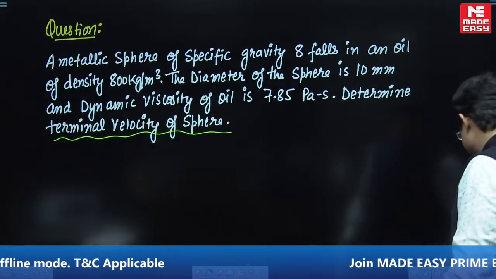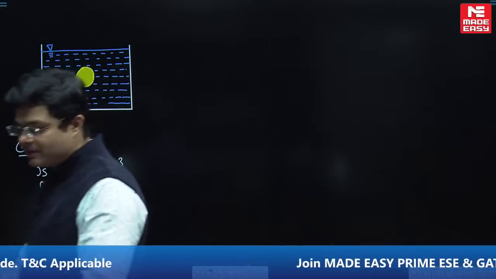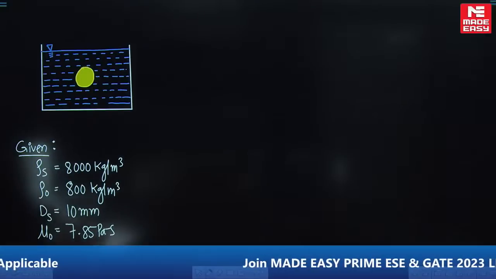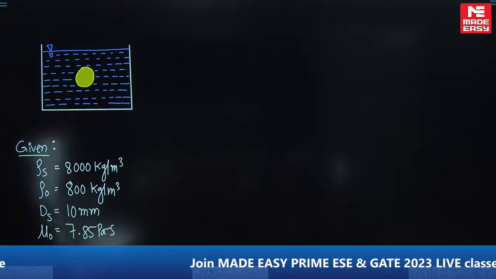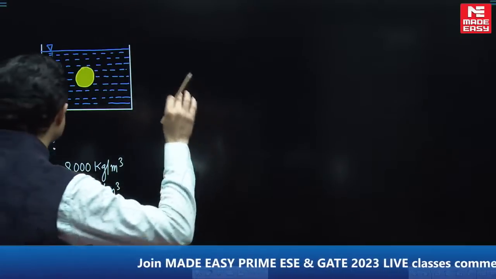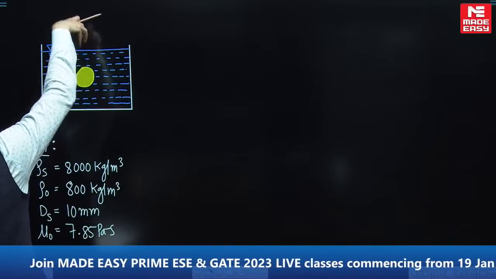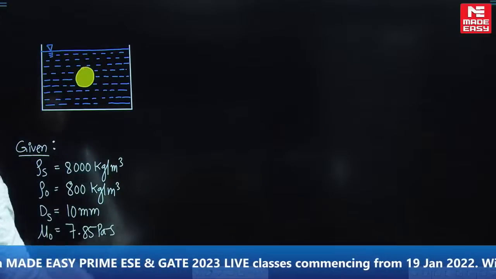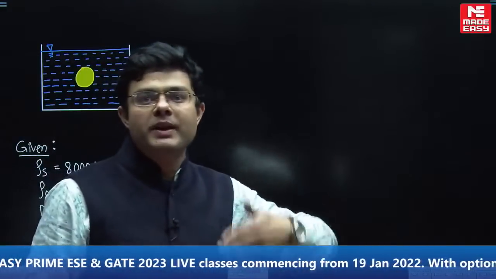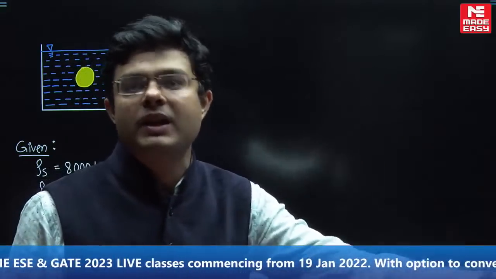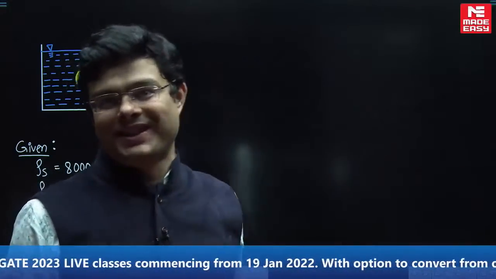Now look at this question. I am just giving you a hint and the answer. See, there is a spherical ball which you have left into the fluid, assuming that the Stokes law is applicable, find the terminal velocity.